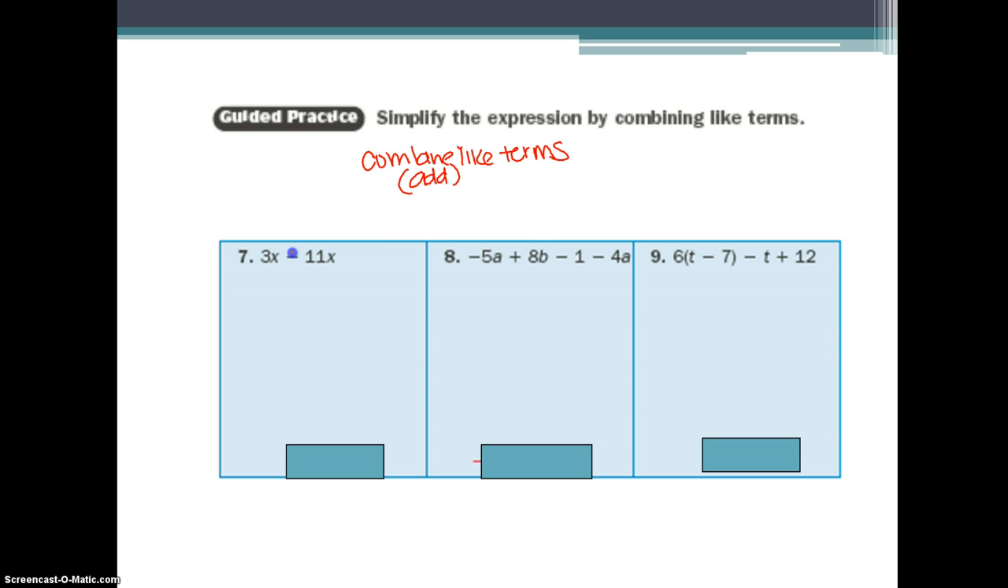For number 7, let's add this opposite, change subtractions. First thing I always do, and then it's distributive property. We are doing 3 plus negative 11, which is subtraction. So you have 8, and they have an x in common. 8x is your answer. Remember to check your sign, because negative 11 was bigger, had a bigger absolute value, so it's negative 8x. For number 8, let's add the opposite.